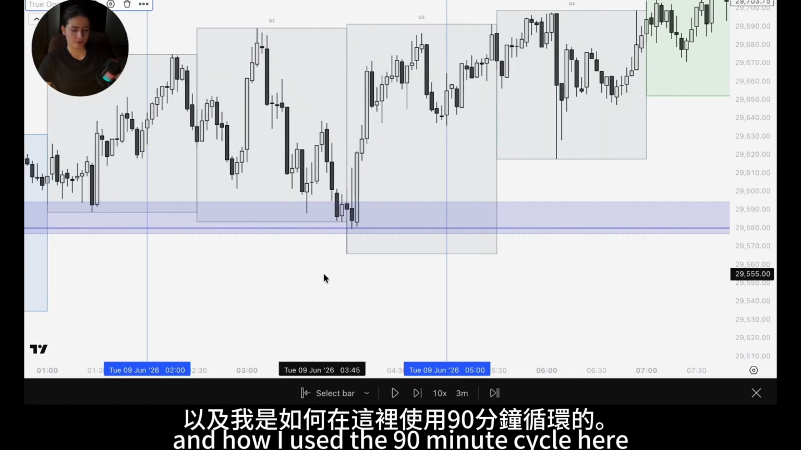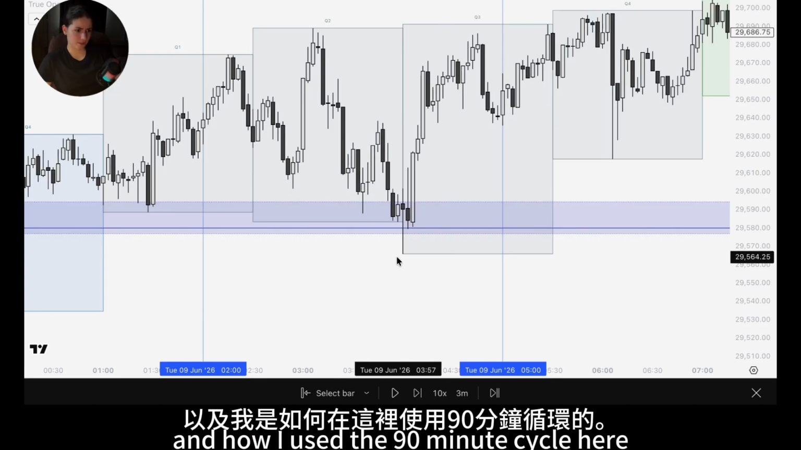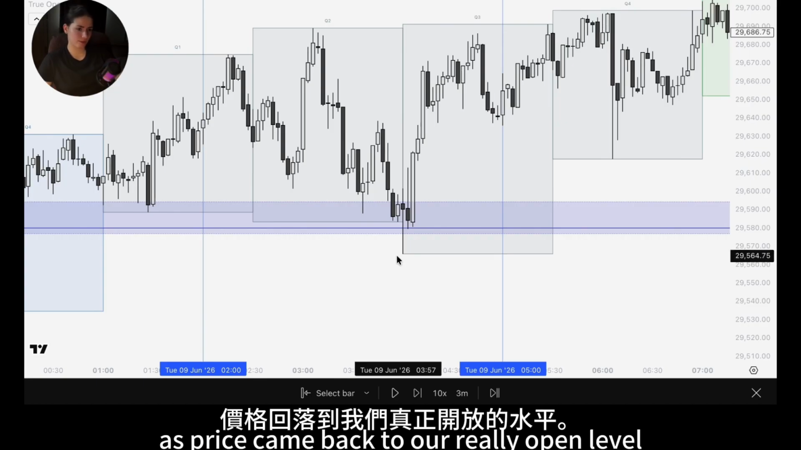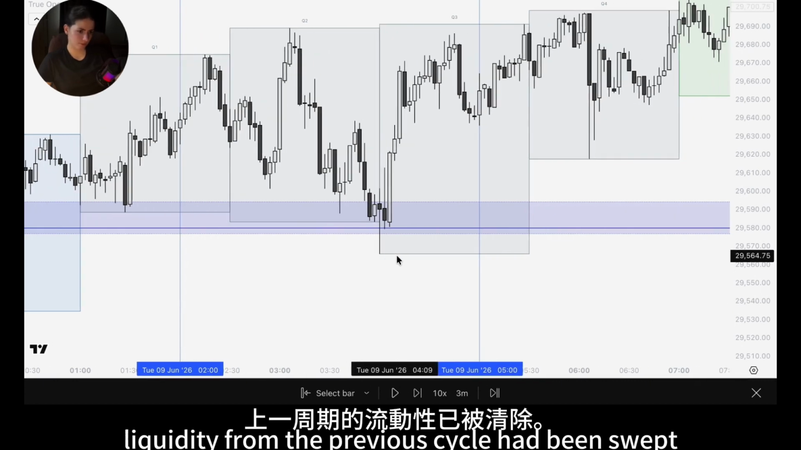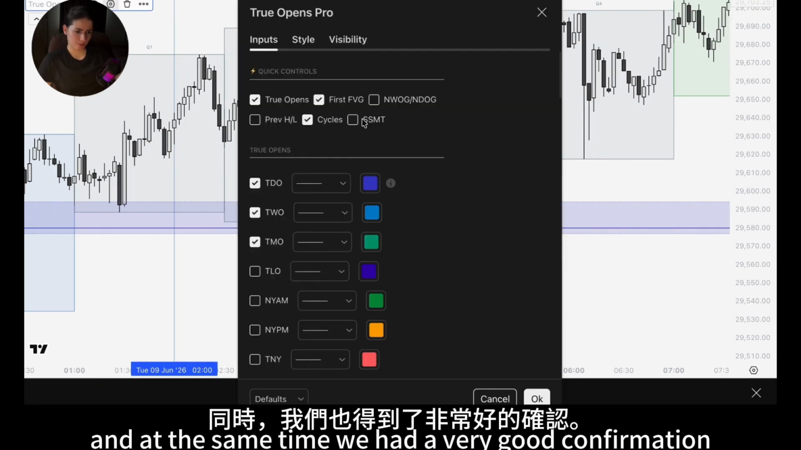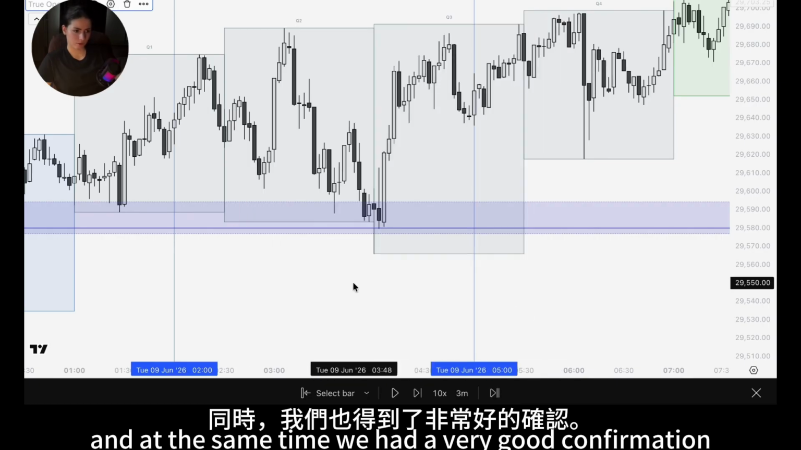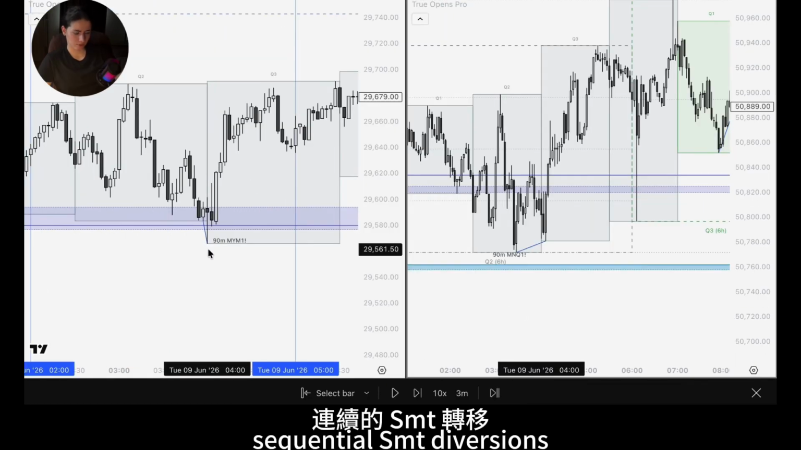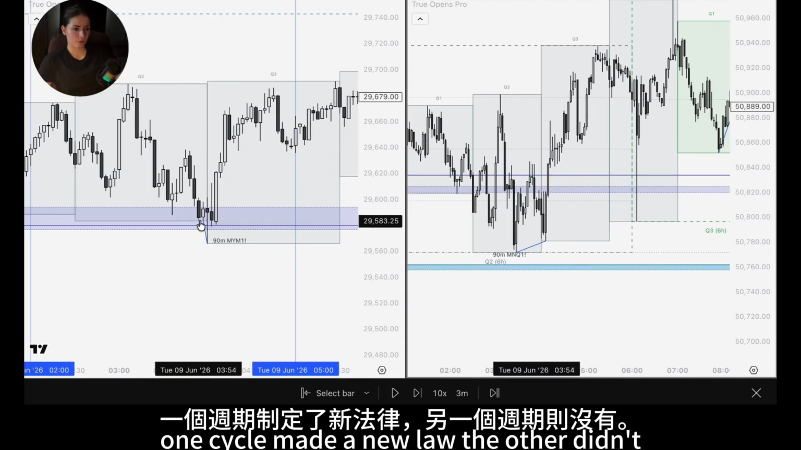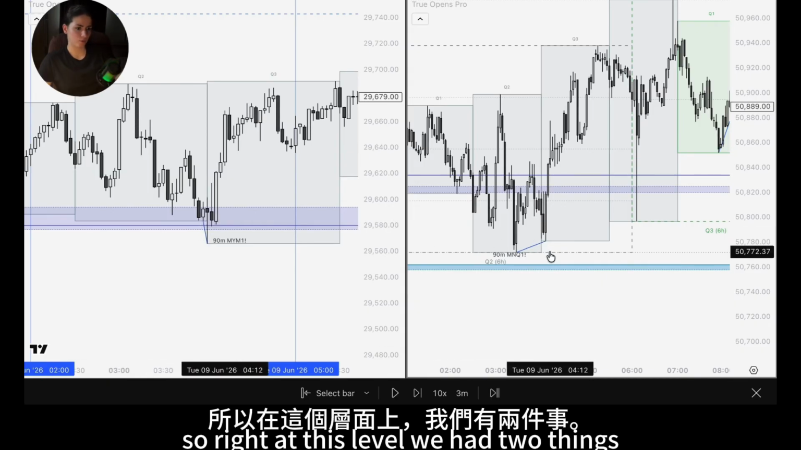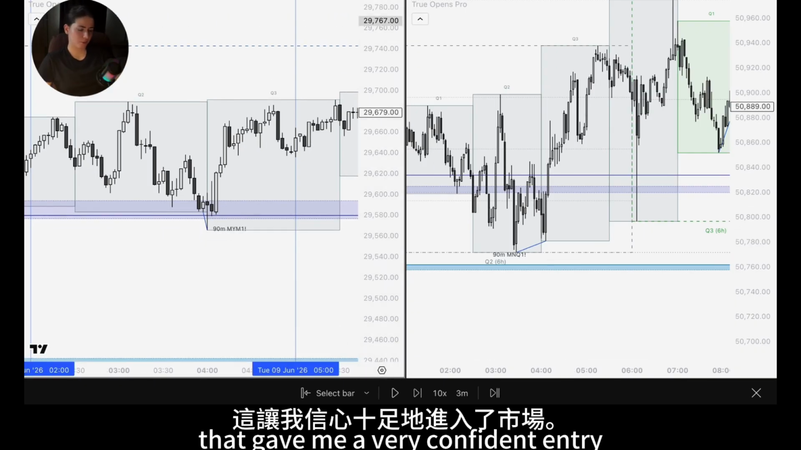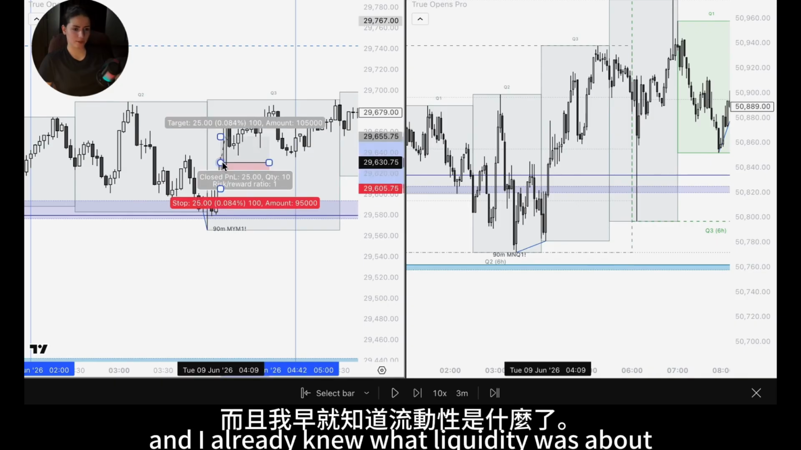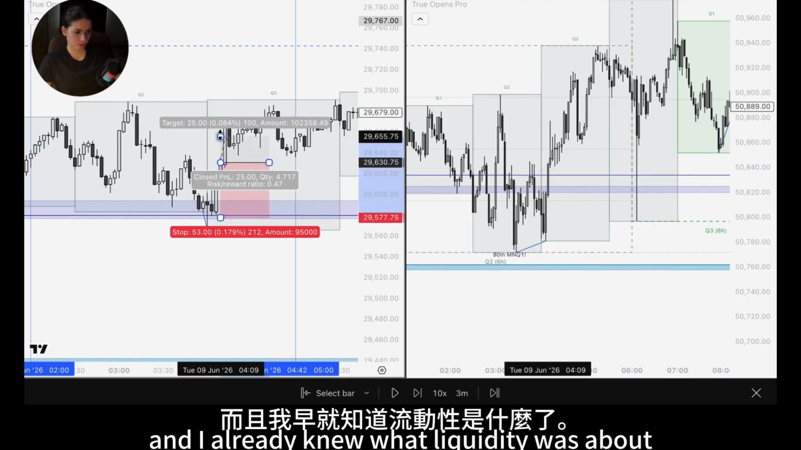And how I used the 90-minute cycle here. As price came back to our truly open level, you can see liquidity from the previous cycle had been swept. And at the same time, we had a very good confirmation, sequential SMT divergence. One cycle made a new low, the other didn't. So right at this level, we had two things together, the manipulation and the divergence. That gave me a very confident entry, and I already knew where liquidity was above.